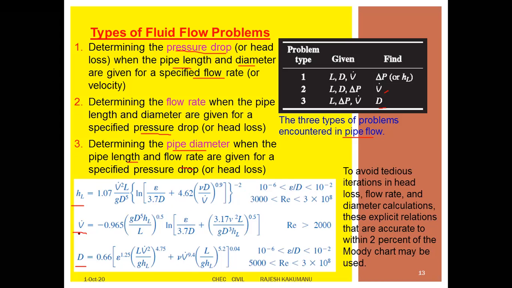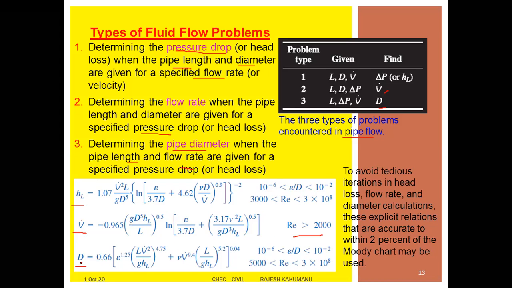Then if you are finding the velocity or a flow rate, capital V is equal to minus 0.965 root of g into D to the power of 5 hL by L into 0.5 integral e by 3.7 D plus 3.17 into v square by L divided by g hL cube to the power of 0.5, where this is valid for Re greater than 2000, right?